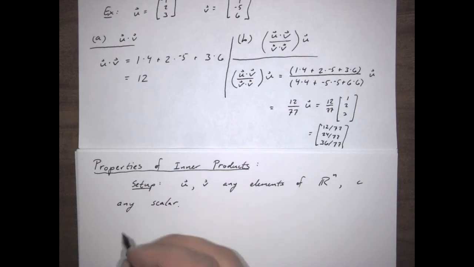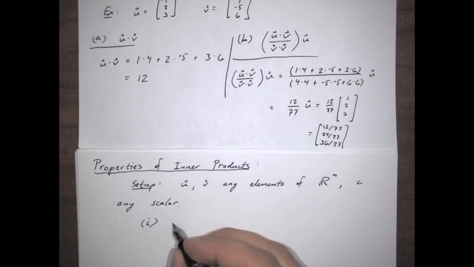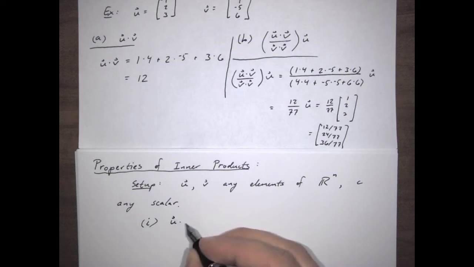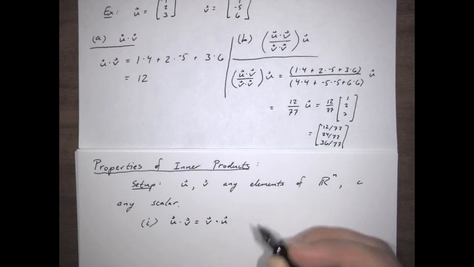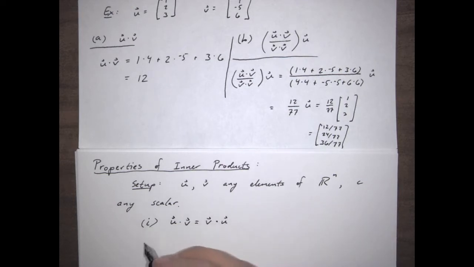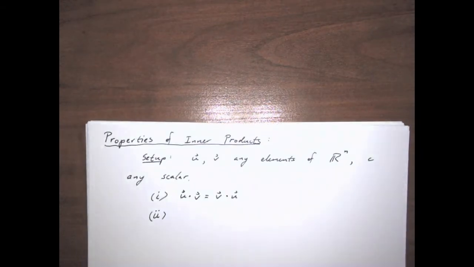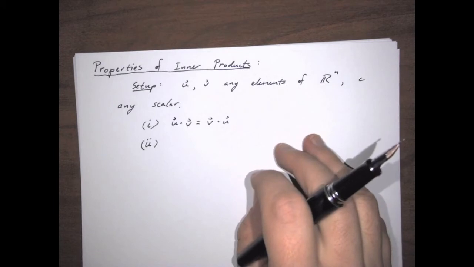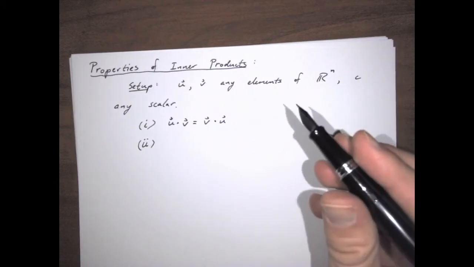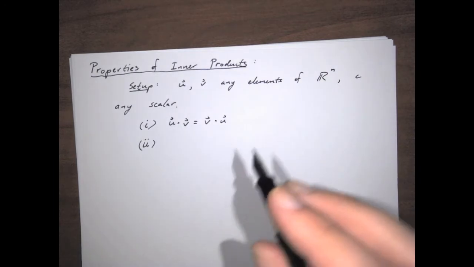So first off, the inner product is commutative. U dot V is the same as V dot U. Alright, so it's commutative. This, by the way, is not the case for the vector product, for the cross product. The cross product is not commutative. It is anti-commutative, actually. So if you interchange the order of two vectors in the dot product, no difference. If you interchange the order of two vectors in the cross product, the result becomes the opposite.